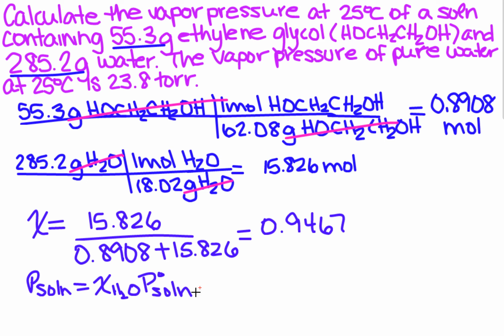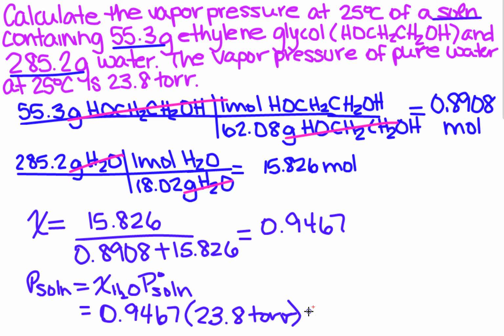So how do you know what to put in there? Well, we're looking for, it says right here, calculate the vapor pressure of the solution, right? So we know we're looking for the regular P. So I'm going to plug in everything that I know, so 0.9467, and I'm going to multiply that by the pressure of the solution, which is what? Well, it told us that we had 23.8 because it's the only torr in the whole problem. So that's a dead giveaway as well.